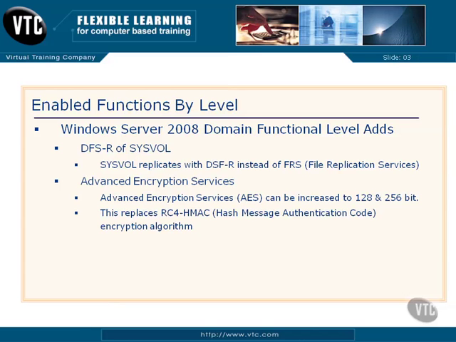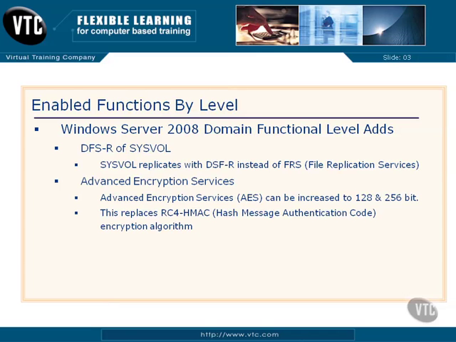Now let's continue here with part 2 of enabled functions by level. And in part 1 I gave you the bad news that they may well ask you questions. For example, saying you want to use the AES encryption at 256 bits. What domain functional level do you need to have? Or, you can't do it right now. What do you need to do to make it happen? And you're going to have to raise the domain functional level from Server 2003 to Server 2008. So you could get those kinds of questions.